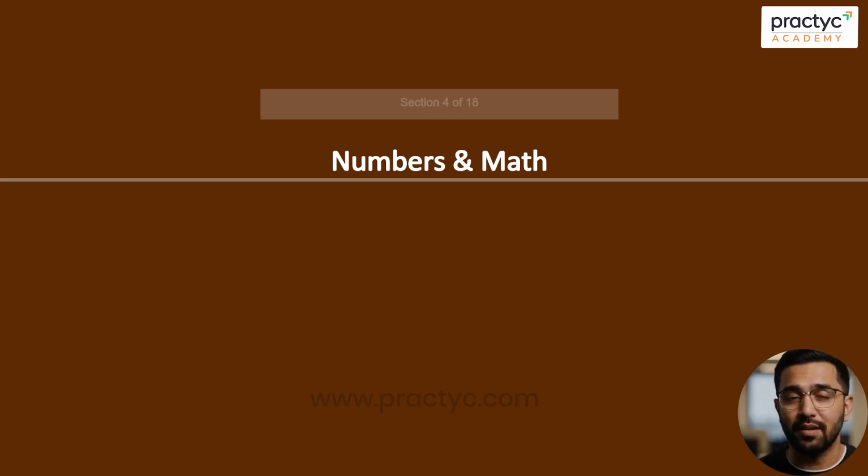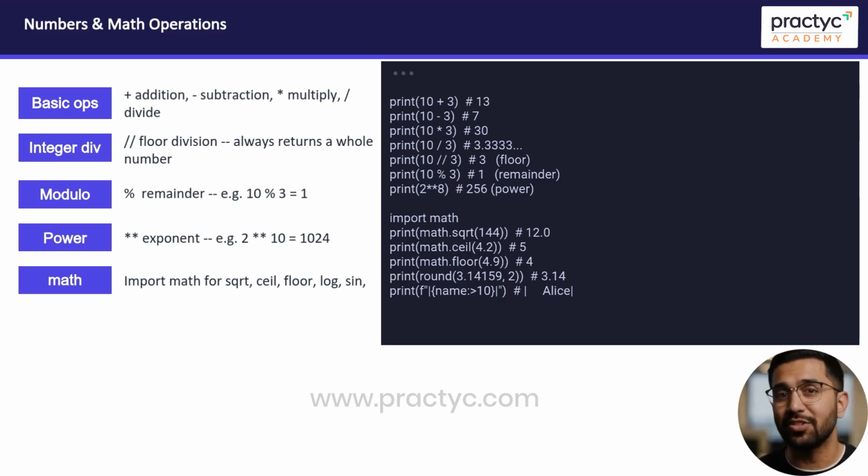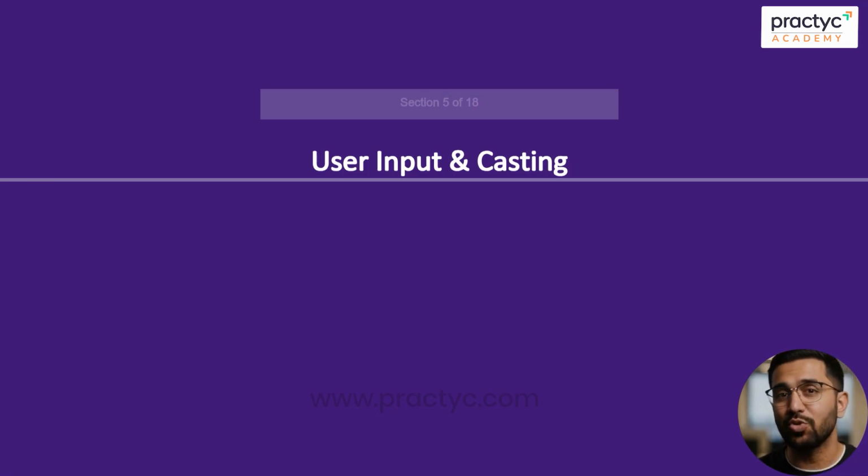Welcome to Section 4, Numbers and Math. We'll explore basic operations, integer division, modulo, and powers, along with the math module for advanced calculations. Explore basic math operations: addition, subtraction, multiplication, and division. Use floor division for whole numbers and modulo for remainders. Exponents are calculated with 2 asterisks. The math module offers functions like square root, ceiling, and floor. Examples include 10 plus 3 equals 13 and math.sqrt(144) equals 12.0.